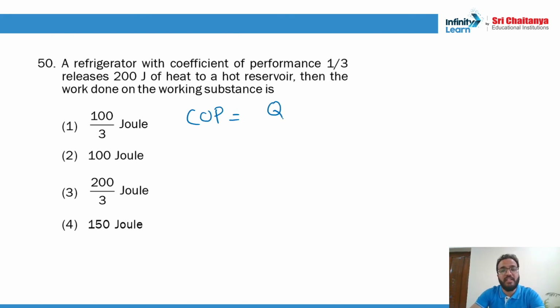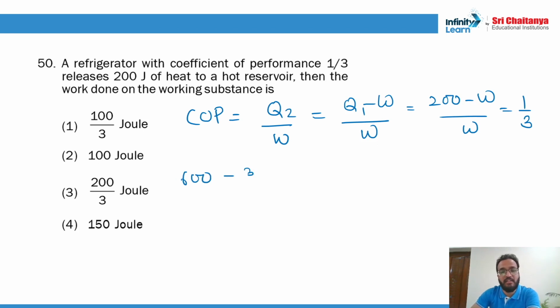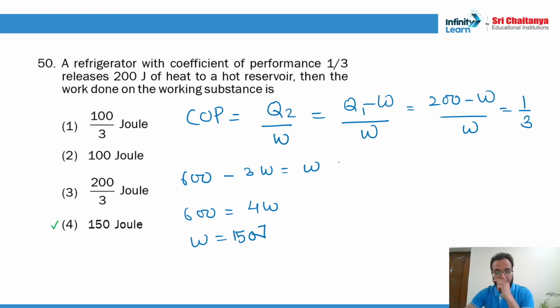Now what is the COP? COP is always heat taken out upon work done. And what is heat taken out? Q1 minus W by W. That is 200 minus W upon W is 1 by 3. So 600 minus 3W is equal to W. So 600 is equal to 4W. So W is 150 joules. Got it? How is it possible?